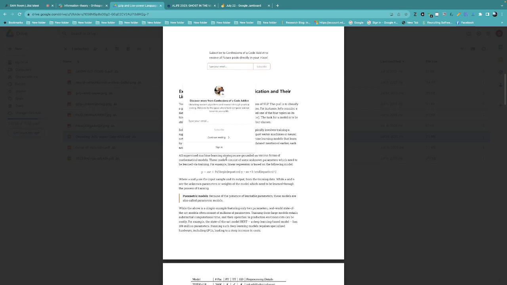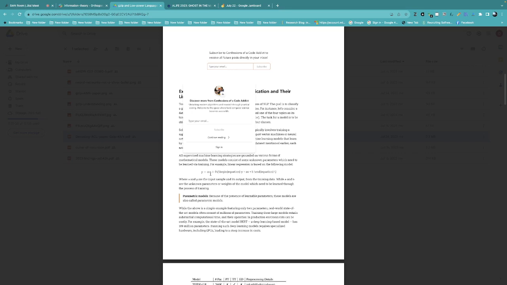So they talk about how all supervised machine learning strategies are grounded on various forms of mathematical models. These models consist of some unknown parameters which need to be learned by training. For example, linear regression is based on the following model. This model here is a simple linear regression model.